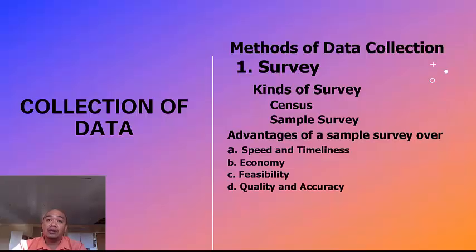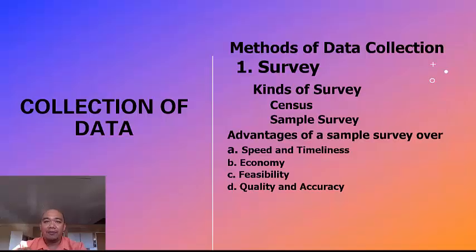And there are two kinds of survey. One is census, in which every unit in the population is considered. And another one is the sample survey. In the sample survey, only part of the population is needed. So again, in census, every entity, every unit in that population is included. However, in sample survey, only part of the population is needed.